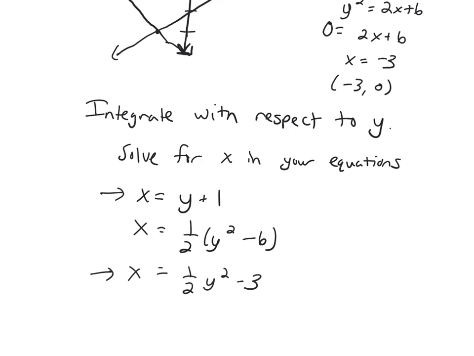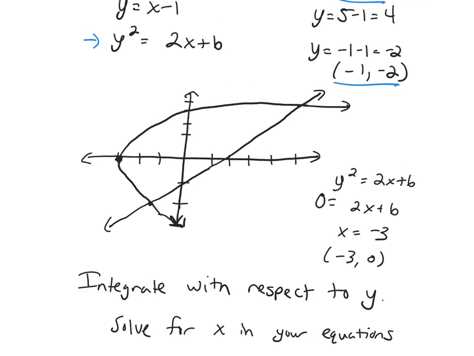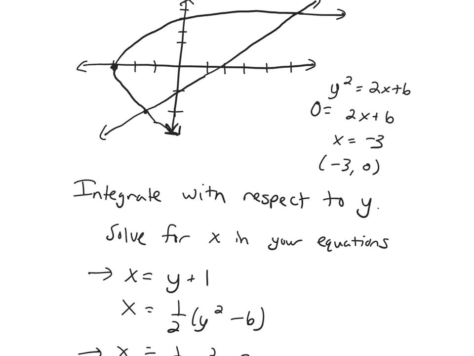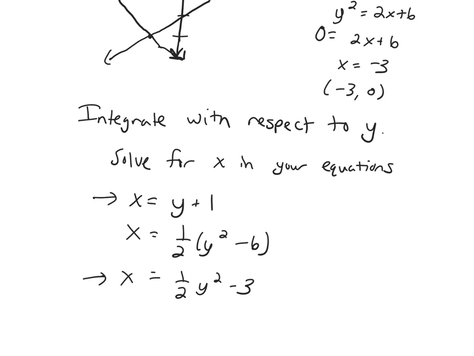So I said now we have a right and a left. Let's look back at our picture and figure out which one's on the right. So imagine you have a horizontal line here. The one on the right is the line. The one on the left is the parabola. So this one I'm going to call XR, which means right. And then this one is going to be XL. It's the one that's on the left.